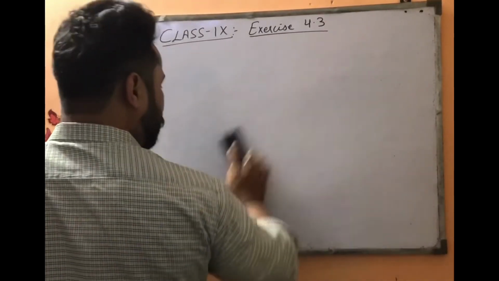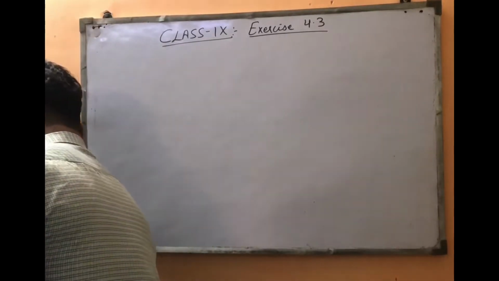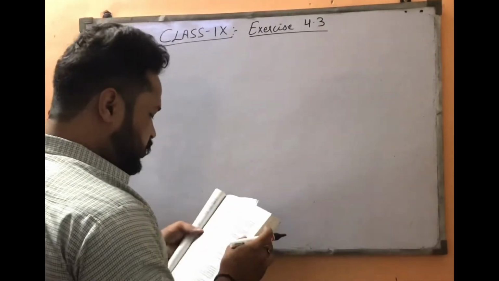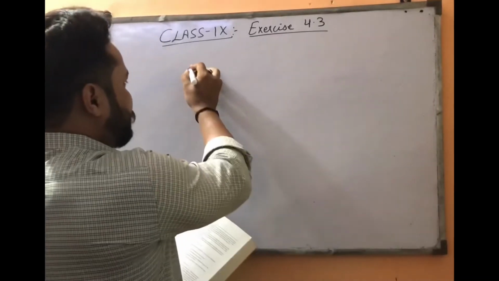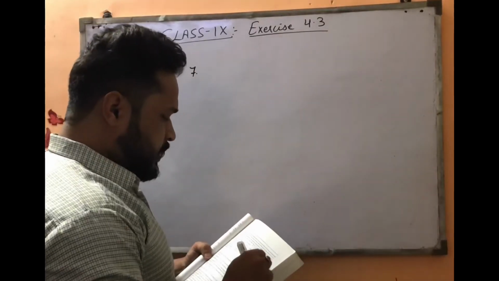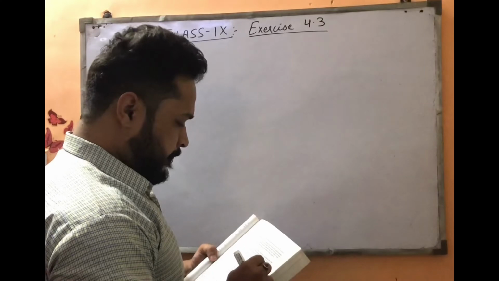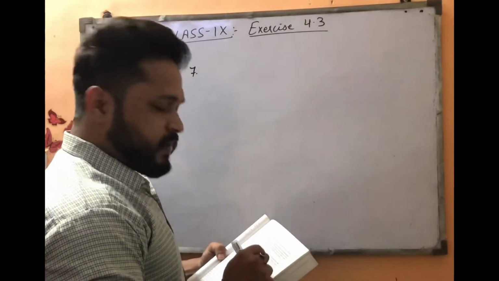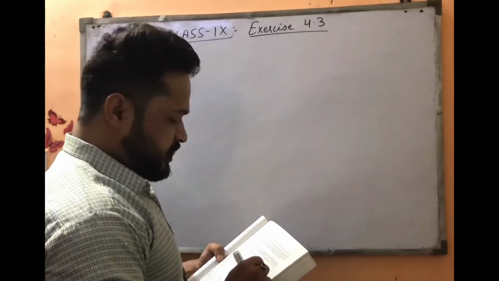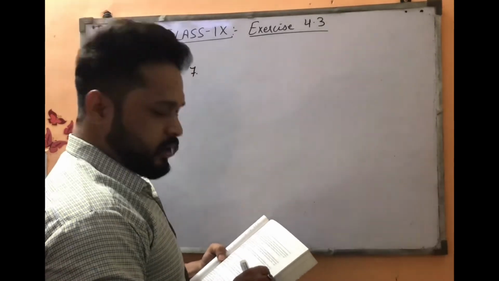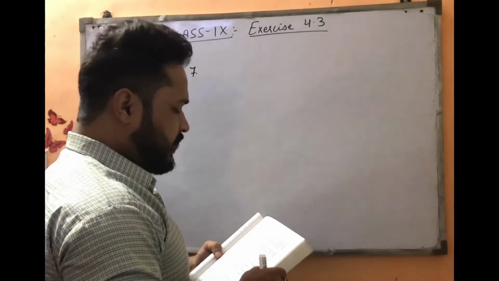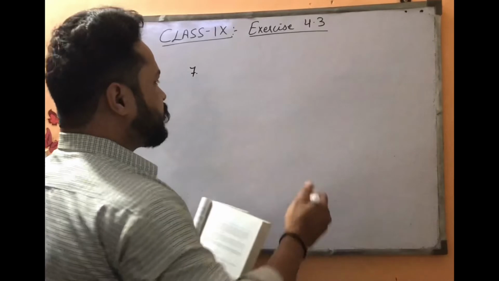Now question number 7. Look at the board. It is the easiest question. In question number 7, there are two students, Yamini and Fatima. Together they contribute ₹100 towards a Prime Minister Relief Fund to help the earthquake victims. Write a linear equation which satisfies the data.